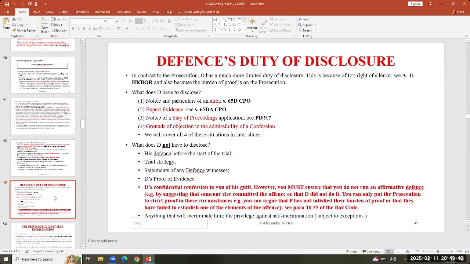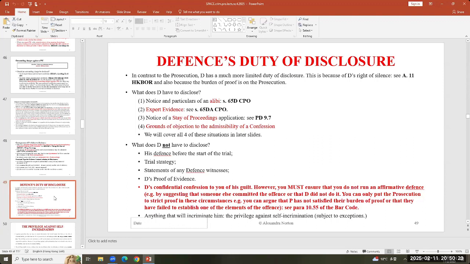So, in contrast to the prosecution's duty, the defense, on the other hand, has a very limited duty of disclosure. They just have to disclose if they are running an alibi defense, if they are calling expert evidence, if they're going to make an application for a permanent stay of proceedings, or on what basis they will object to the admissibility of a confession. But they don't have to disclose their defense. In fact, in Nancy Kissel's first trial, the defense team kept her defense a secret up until the point at which she went into the witness box.